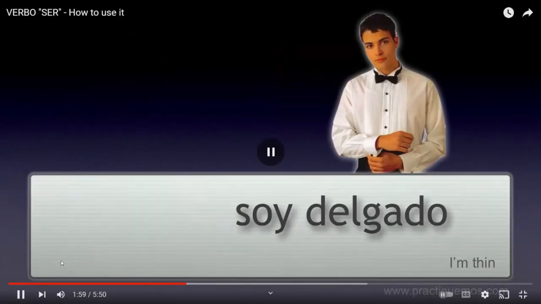Soy delgado. Now we have a description. Thin guy. Slim. Delgado. Okay. Descriptions of physical appearance, when it's not easy to change thin or fat, I mean, it takes a long time to change that. We use ser with those kinds of descriptions. That's the way that person is. It's a physical trait that is not easily changed quickly. So we use ser to say somebody is thin.